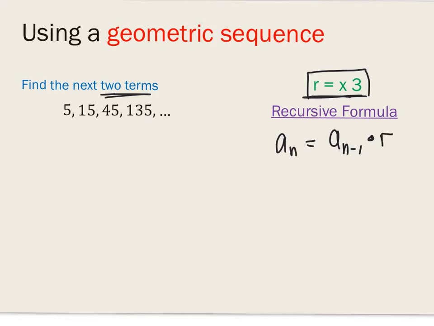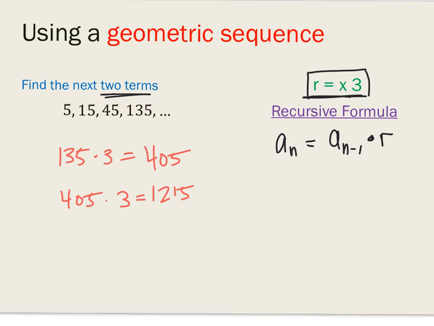Really the only difference between this and our arithmetic sequence is that we're using multiplication rather than addition or subtraction. So we take the term before it and then multiply it by our constant ratio. If we're going to find the next two terms, we're going to take 135 and then multiply it by 3. That gives us a particular value of 405. And then if we take 405 and multiply that by 3, that would give us 1,215.